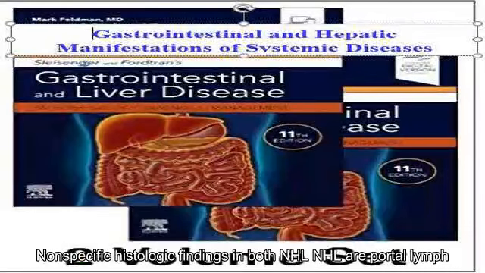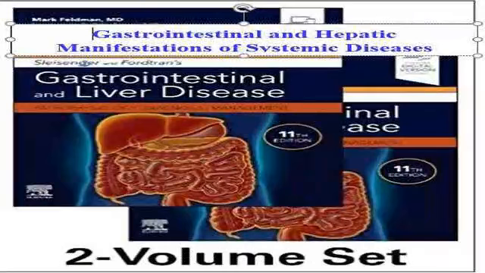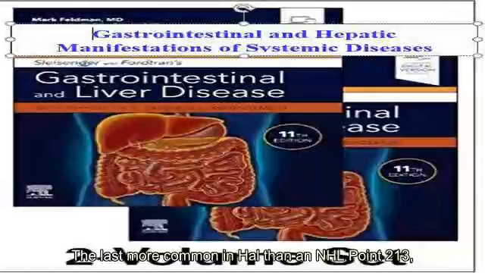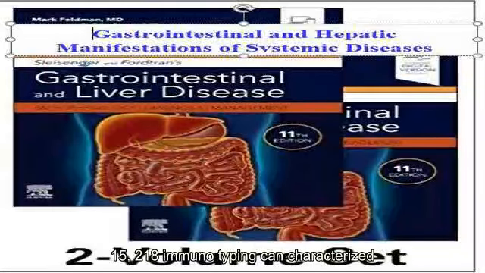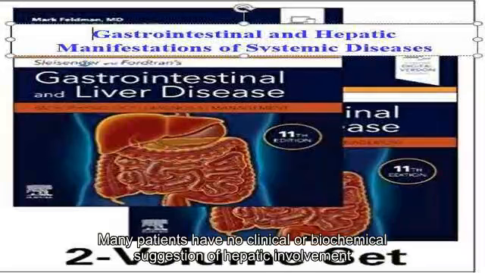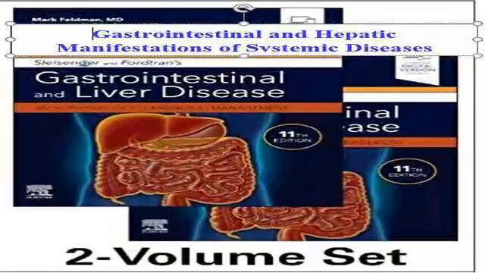Nonspecific histologic findings in both NHL and HL are portal lymphocytic infiltrates, hemosiderosis, steatosis, and granulomas, usually non-caseating, the last more common in HL than in NHL. Immunotyping can characterize the phenotype of these cells. Many patients have no clinical or biochemical suggestion of hepatic involvement.